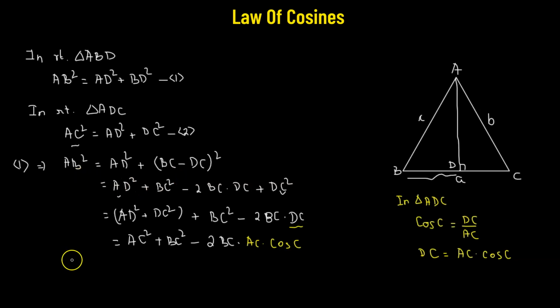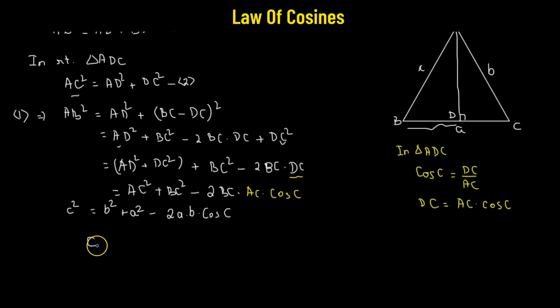So AB will become c, as we have taken AB as equivalent to c. So we have c squared equals AC squared, so that's b squared, plus BC, which is a squared, minus 2 times BC. So BC is a multiplied by AC, and AC is b times cosine C. Now when we solve for cosine of C, we're going to get cosine of C equals (b squared plus a squared minus c squared) whole divided by 2ab.